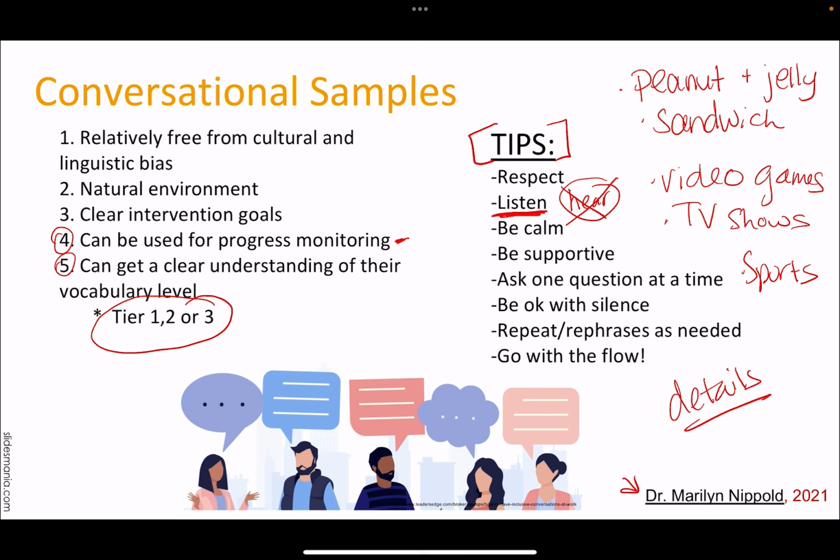Clients know, especially as they get older, so your teenagers and adults will know if you're not actually listening to them, if you're just in the room and you just hear them. What that's going to do is break any rapport you might have, or shut down the possibility of rapport.